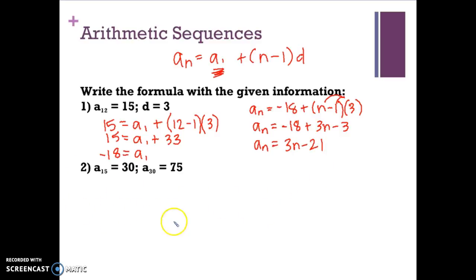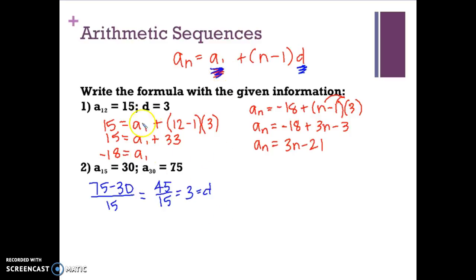For number 2, it's a little different. I'm given the 15th term and the 30th term. So now I've got to find a sub 1 and my common difference. To find the common difference, I'm going to subtract my two terms and divide by however many terms are between. So I'm going to do 75 minus 30 divided by 15, because I went from the 15th term to the 30th term. So that's 15 terms between. 75 minus 30 is 45. 45 divided by 15 is 3. So that's my common difference.